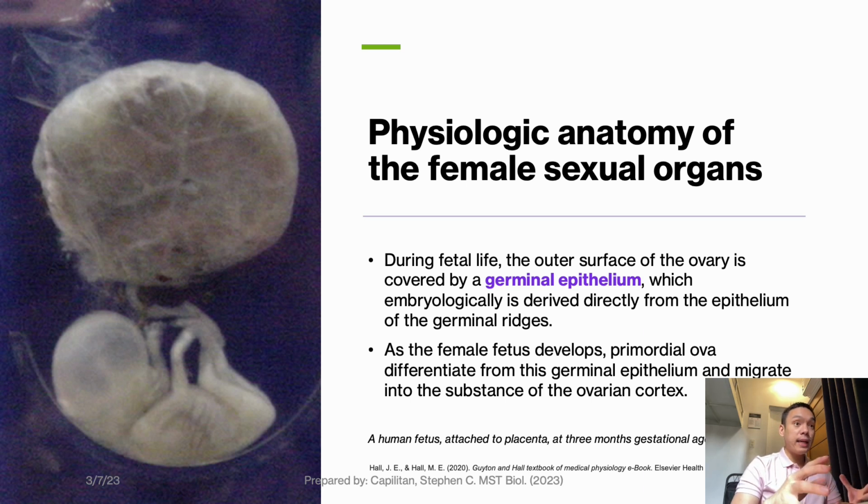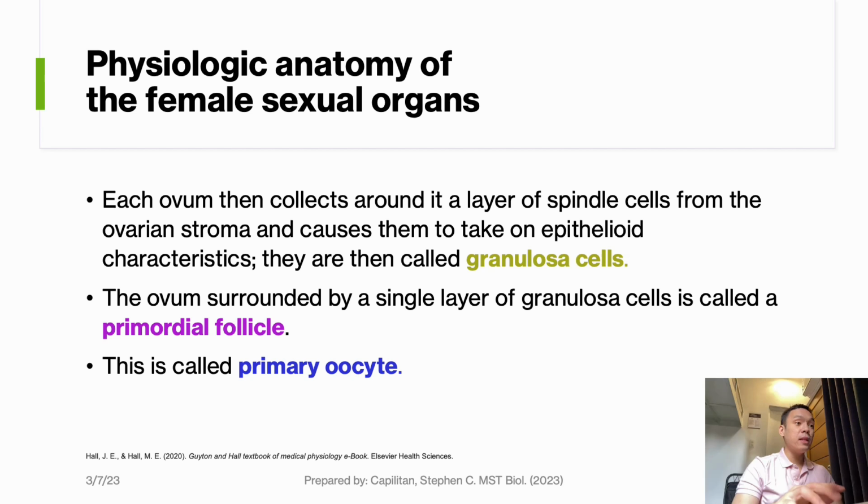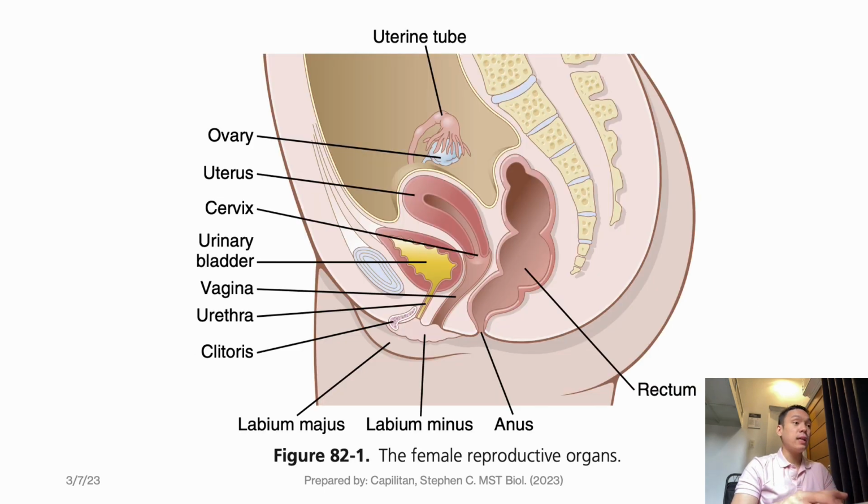So your ovary, again, is covered with that germinal epithelium. Each ovum then collects around it a layer of spindle cells from the ovarian stroma, causing them to take on epithelioid characteristics, and then we further call them granulosa cells. The ovum is surrounded by a single layer of these granulosa cells, which we call a primordial follicle. And then we call this generally a primary oocyte.